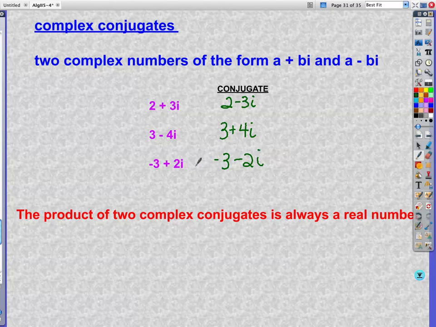We're going to have this in the denominator, and we are not going to leave anything with complex numbers in the denominator. Yeah? Yes.